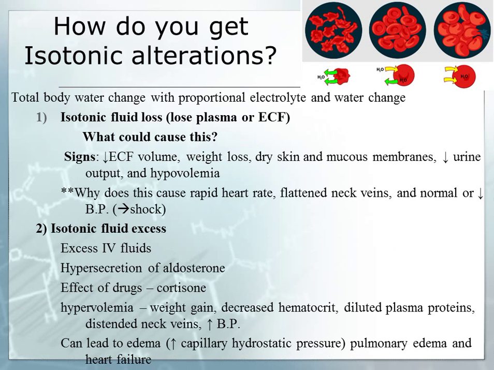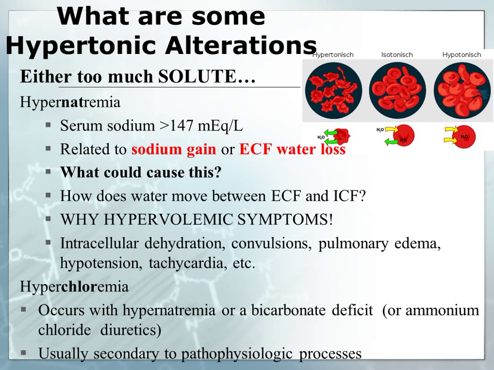So, hypervolemic symptoms: weight gain, increased adipose, diluted plasma proteins, distended neck veins, bulging neck veins. Why would they have that if they get hypervolemic? Because it's going to start trying to keep as much water as possible. So their blood volume is going to start going up, their blood pressure is going to go up, and it's going to look like they have too much volume. That's if they're raising their salt part.